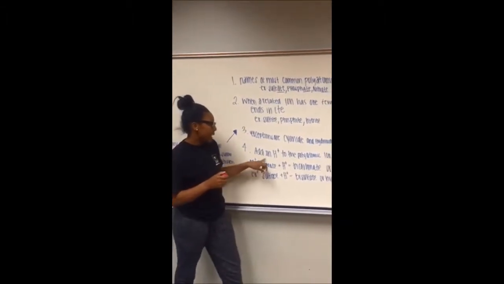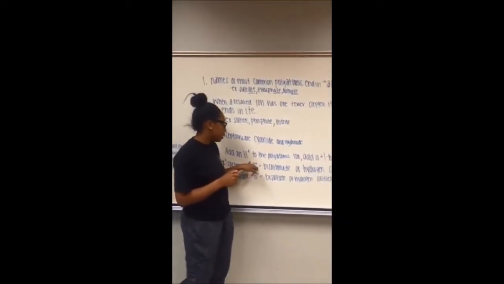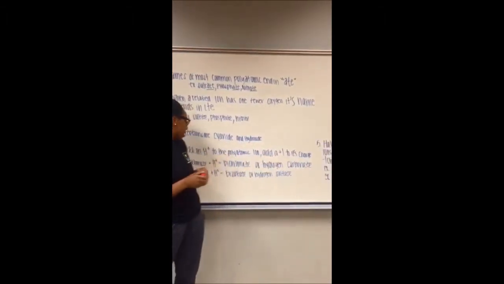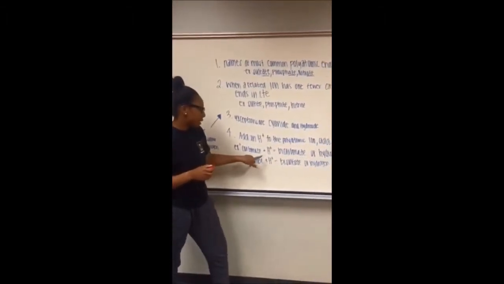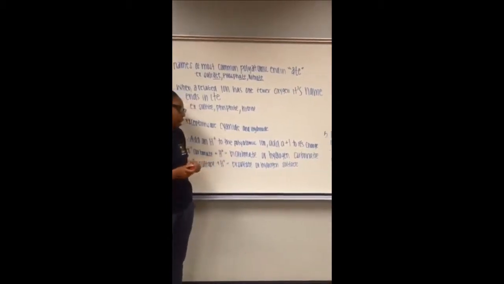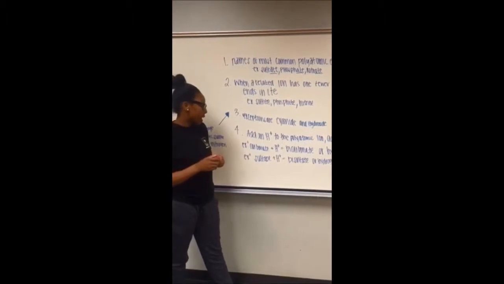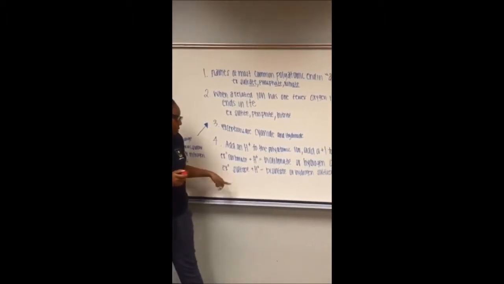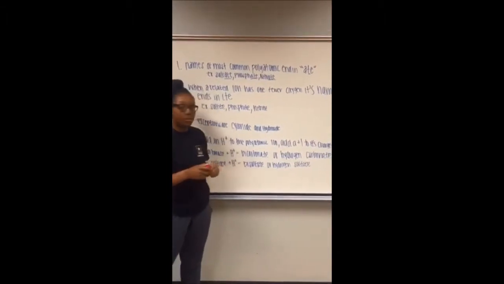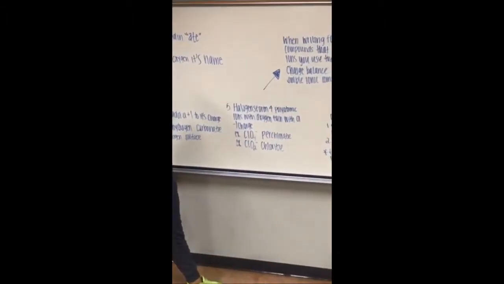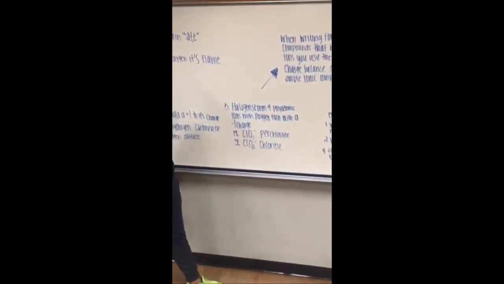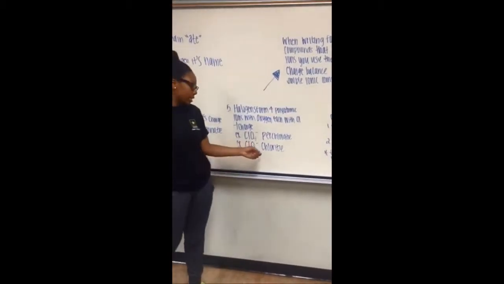Four, when you add a hydrogen plus to the polyatomic ion, add a +1 charge. Example, carbonate plus hydrogen becomes bicarbonate or hydrogen carbonate. Another example, sulfate plus hydrogen equals bisulfate or hydrogen sulfate. Five, there are four polyatomic ions with oxygen, each with a negative charge. Example, perchlorate and chlorite.